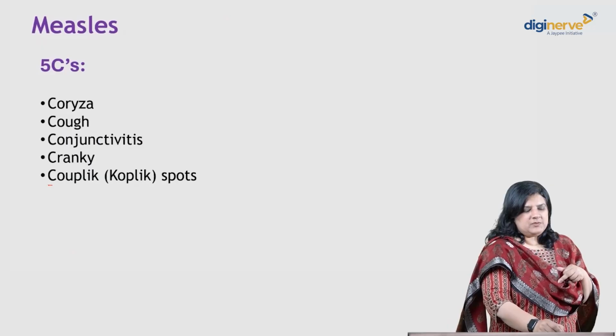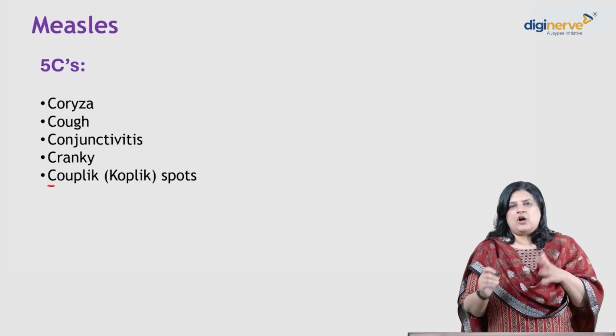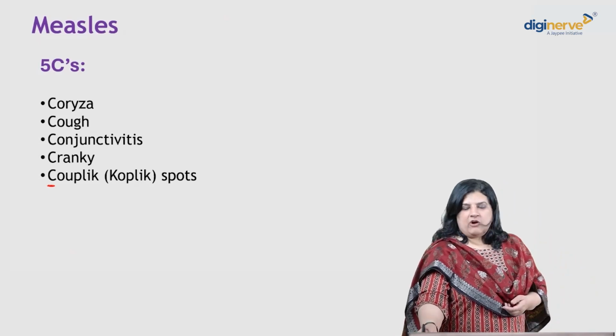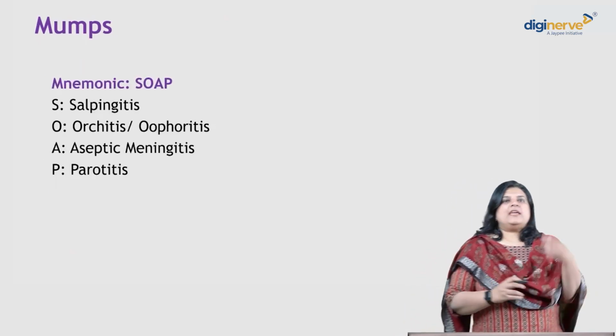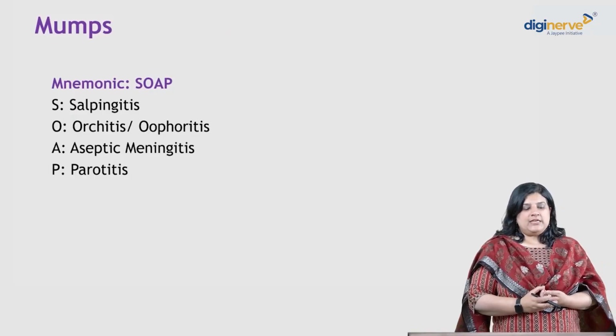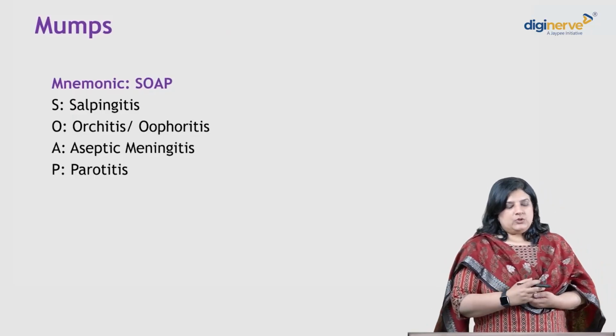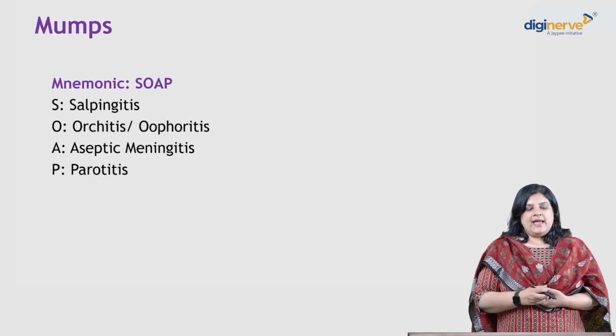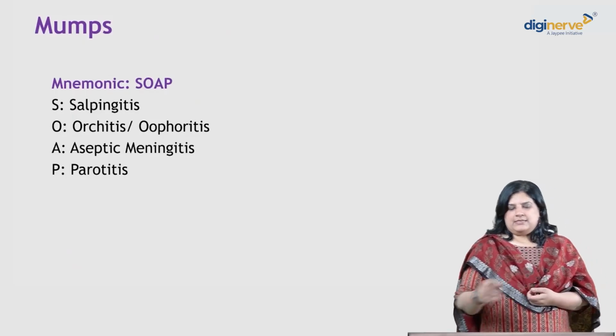Now the C has been put for convenience, it's actually Koplik spots, but it will help you to remember 5 C's of measles. Mumps can be remembered by a mnemonic SOAP. S for salpingitis, O for orchitis or oophoritis, A for aseptic meningitis, and P for pericarditis.